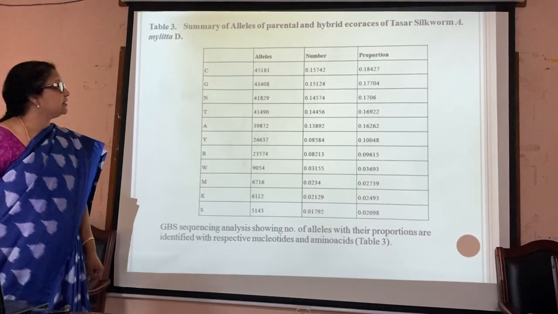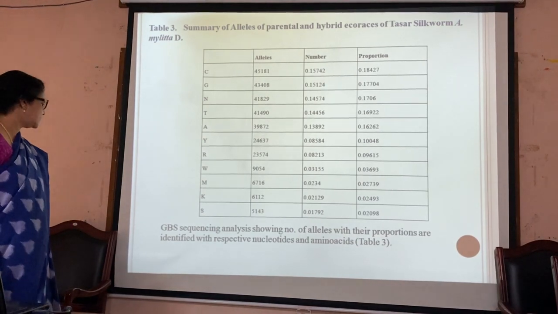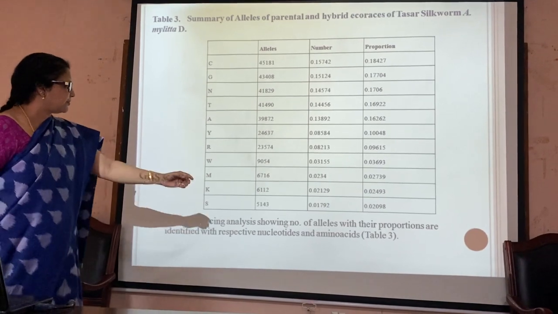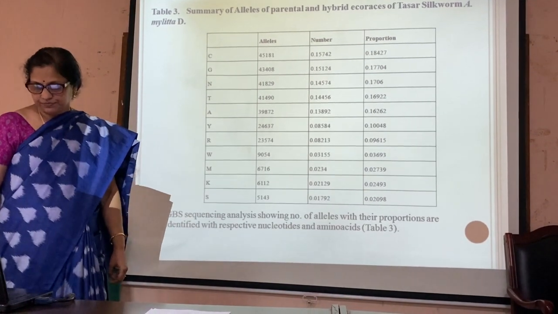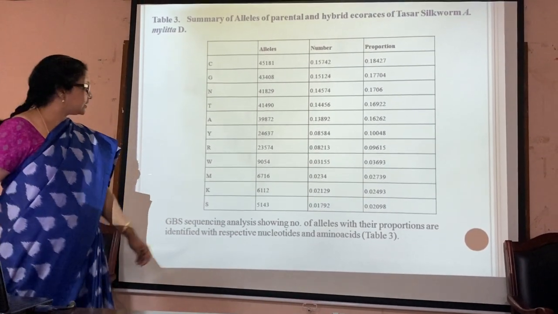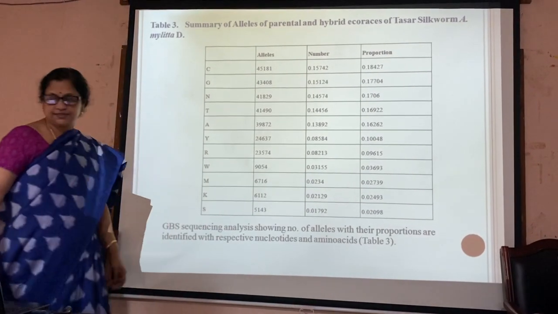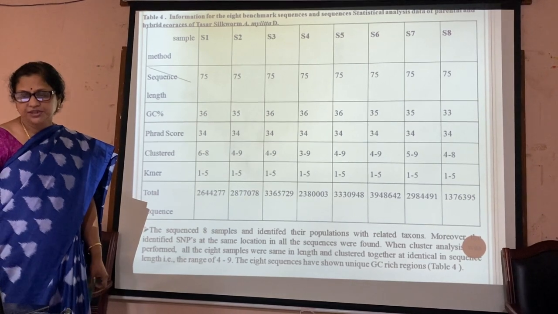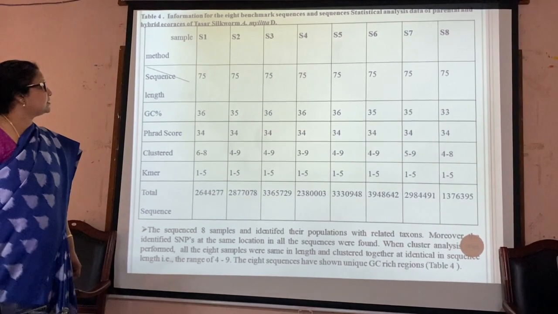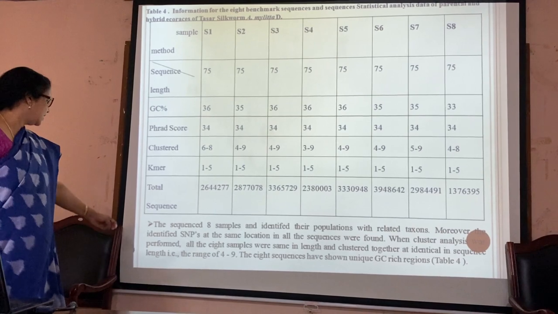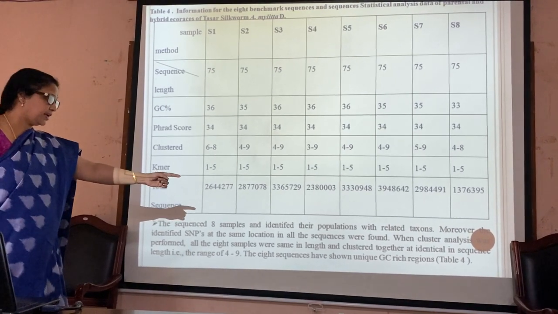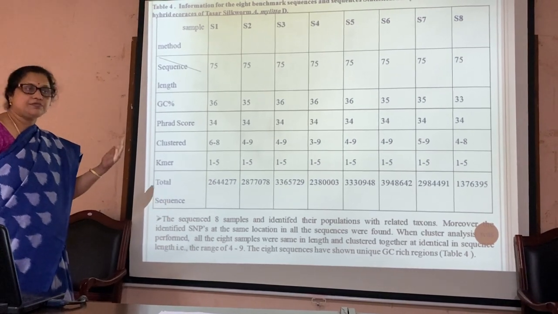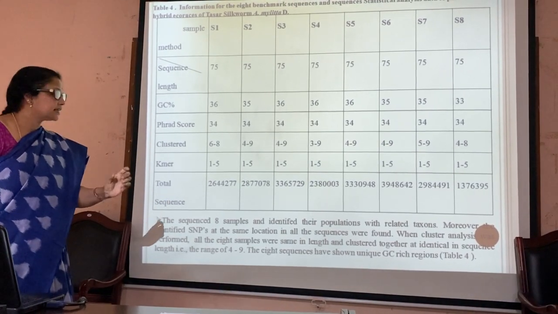And this is a summary of the alleles of parental and hybrid ecoraces. This is again the sequencing analysis showing the number of alleles with their proportions, and they were identified with the respective nucleotides and amino acids. And this information from 8 sequences and statistical data revealed that the 8 sequenced samples were related taxons. So whatever samples that we have taken revealed that they are all interrelated.